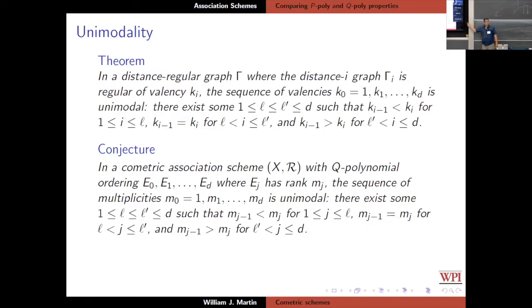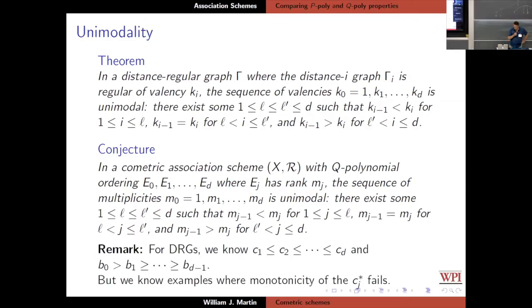There should be a corresponding theorem for the multiplicities, the dimensions of the eigenspaces of a Q-polynomial scheme. We haven't been able to prove it. Okay, so this is an open problem. This is a conjecture, I think of Bannai and Ito, that the multiplicity should be unimodal, and we don't have a proof. For distance regular graphs, we have a quick proof because the CIs are a non-decreasing sequence, and the BIs are a non-increasing sequence. So therefore, you get this by just looking at ratios of consecutive sizes. But we don't have that for Q-polynomial schemes.